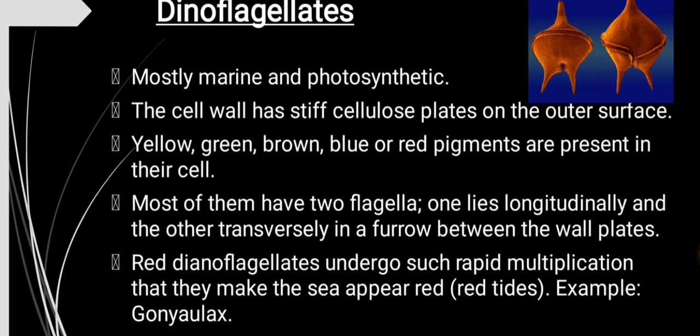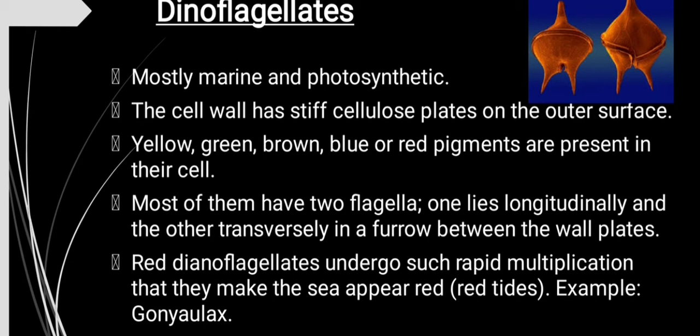The second type of kingdom Protista are the dinoflagellates, which are mostly marine and photosynthetic. So they also come under the photosynthetic protists. And in the cell wall, unlike the chrysophytes, they do not have silica. Instead, on the outer surface of the cell wall, they have cellulose plates. They can be of different colors: yellow, green, brown, blue or red, depending upon the pigment present inside the cell. As the name suggests, dinoflagellates have two flagella, and the positions of these flagella are different. One is longitudinal in position and the other is transverse. The transversely positioned flagellum is present in a furrow between the cellulosic plates.